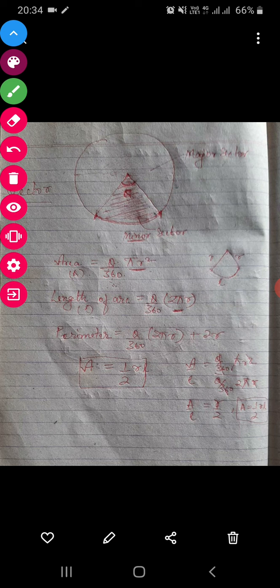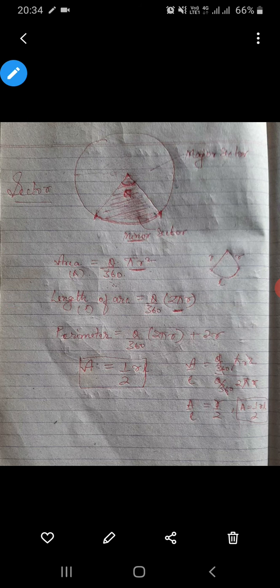Class, today we are going to start with your next exercise that is related to the sector and the segment. First of all, let's study the sector. So, class, in a circle, if 2 points of a circle are joined with the center, then it forms the sector.